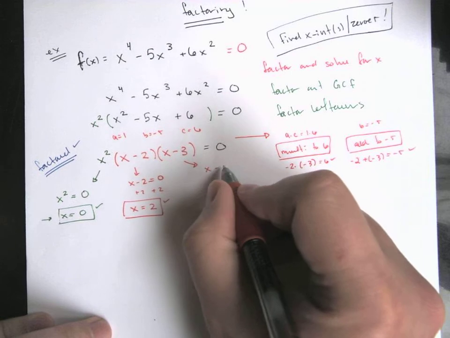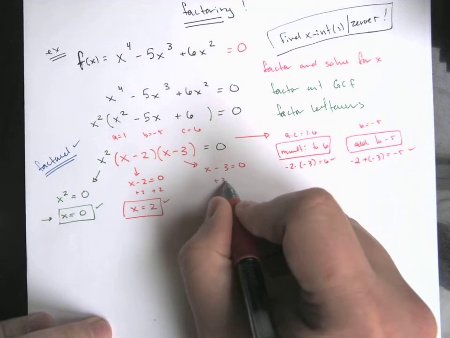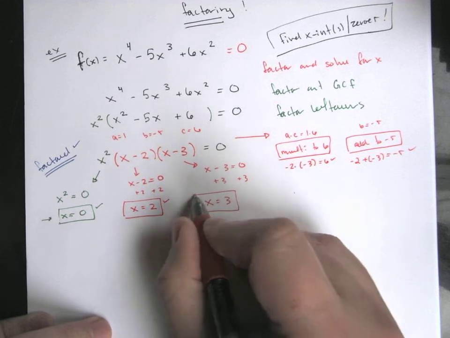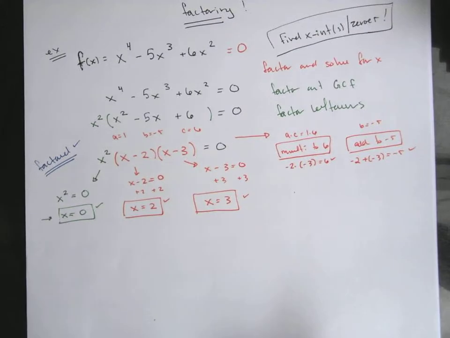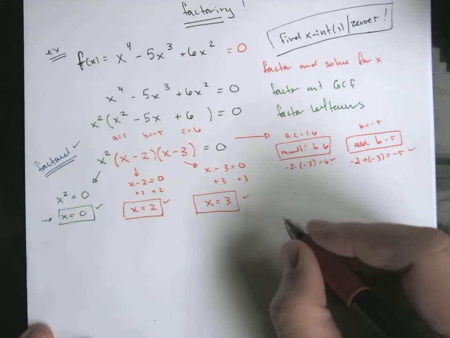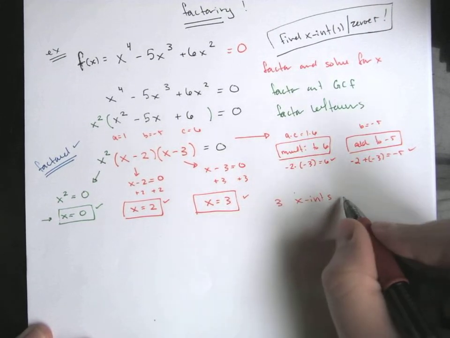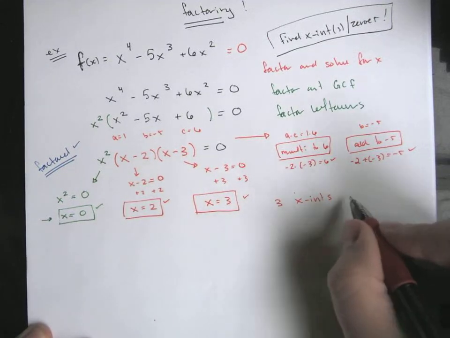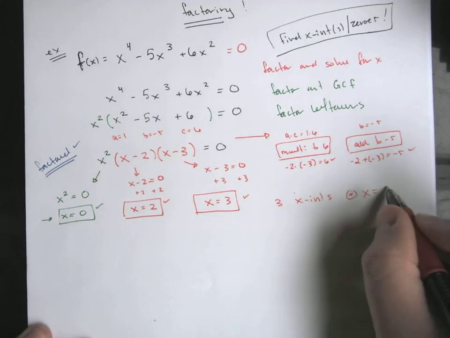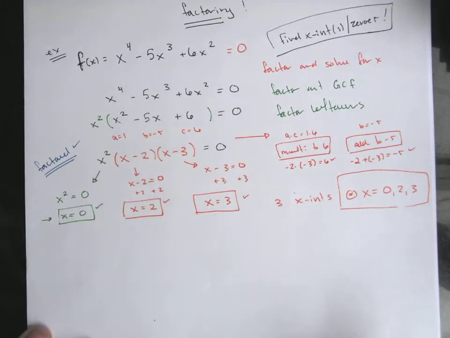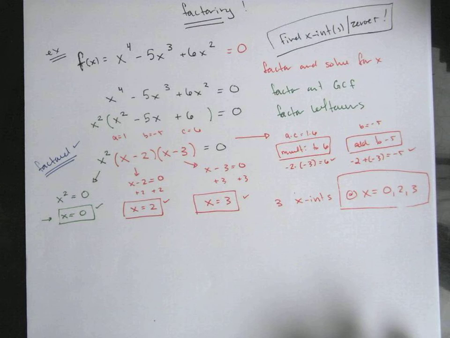And then from this third piece, you can probably guess what's going to happen. Same steps each time; the pattern here is pretty clear. x minus 3 equals 0, which means if we add 3 to both sides, we get x equals 3. That's the third intercept. So we have 3 x-intercepts, and that happens at x equals 0, 2, and 3. So that's 3 points where our function is going to hit the axis.